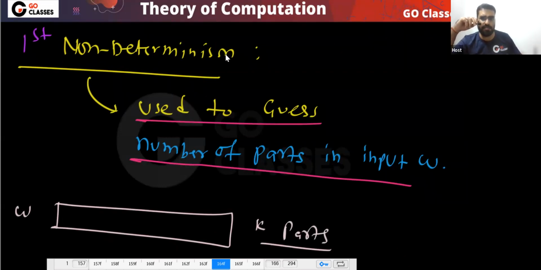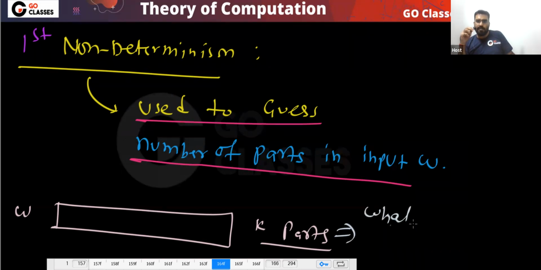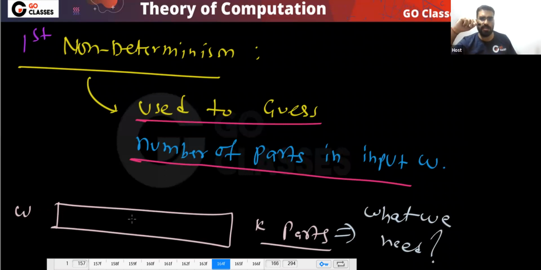Then what else do we need? We need exactly which? We need what is the first part, what is the second part, what is the third part. This is not enough. This also we need. So you know k parts. Now what do we need? Now we need the exact parts.